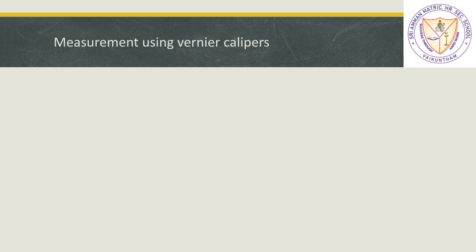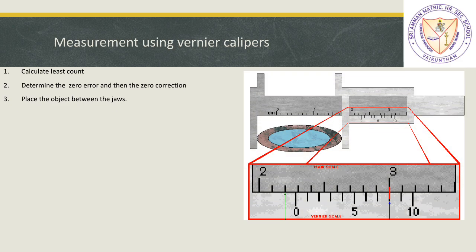Once you find out the least count, the 0 error and the 0 correction, we will be using them for measuring different lengths. So step 1 is to calculate the least count. We have calculated it. Determine the 0 error and the 0 correction. We have done it. Then place the object between the jaws like shown. You are given a plate kind of a thing which is placed between the lower jaws. I am finding out the outer diameter of this ring, for example. It's a ring or a plate kind of a thing, and I have placed it between the lower jaws.